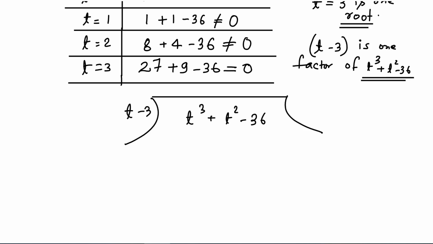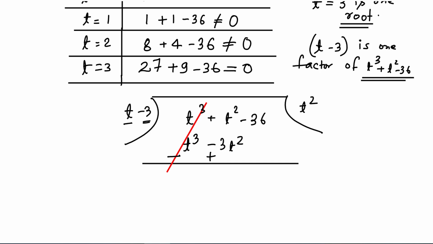So first let us take t square and multiply t square by t, so this will be t cube. Further multiply t square with minus 3, so this will be minus 3t square, and then change the sign, this is minus, this is plus. So this gets cancelled out, and then we will have t square plus 3t square, that is 4t square, and then we will have minus 36. So we can bring down this minus 36.